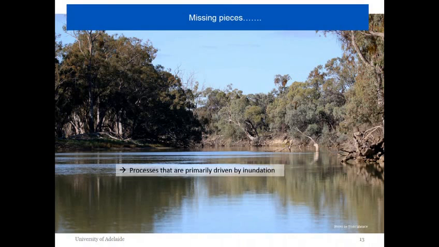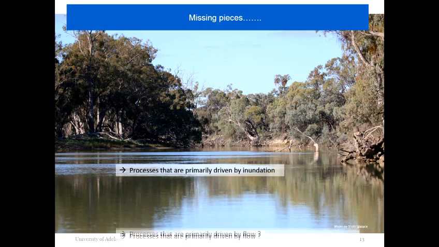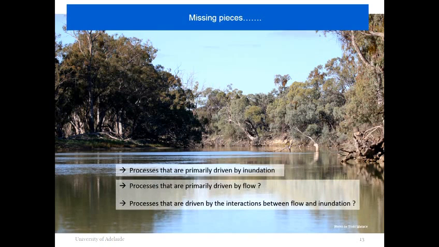So the data is basically showing that manipulations of water level can certainly reinstate these processes that are primarily driven by inundation. The big ecological challenge and the management challenge is, what about those processes that are driven primarily by flow, and what about the processes that are driven by interactions between flow and inundation? They are the ones we need to work out and try to find a way to reinstate.